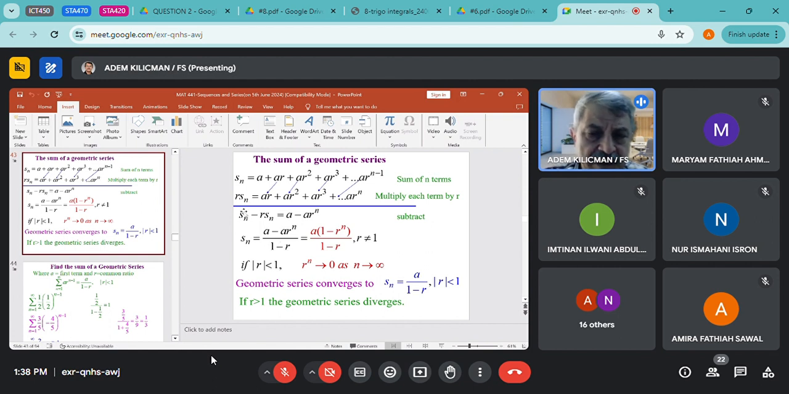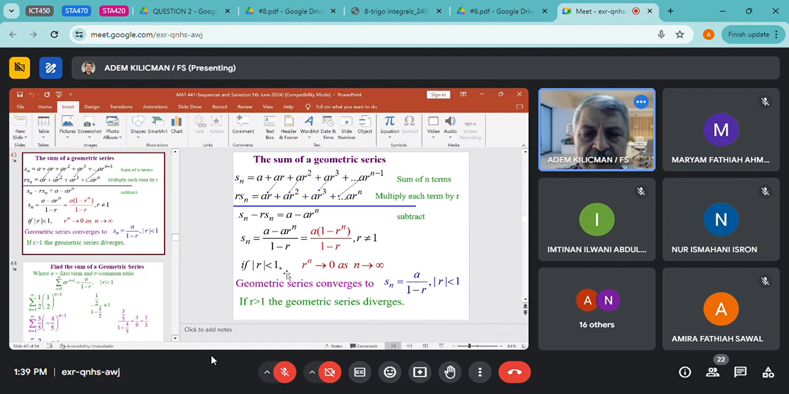Because if you take the common factor Sn, only 1 minus R remains, which is here coming as the denominator, meaning A(1 minus R^n) over 1 minus R. And R, of course, cannot be 1. If it is 1, at that time it is not convergent anyway.